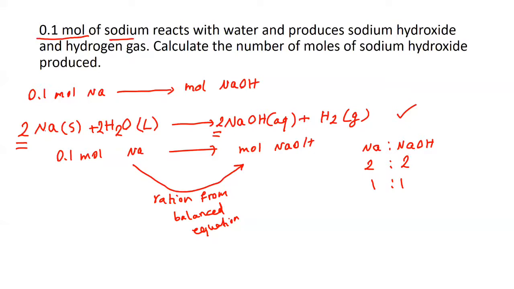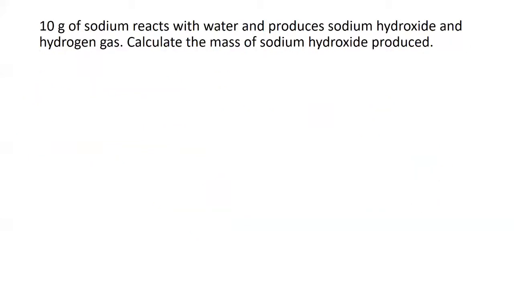Right now, how many moles of sodium do I have? As I can see in the question, 0.1 moles of sodium. I write mole Na here, and mole NaOH, which is X. Because the ratio is 1 to 1, this is 0.1 mole of NaOH. Right now we go to the next question.